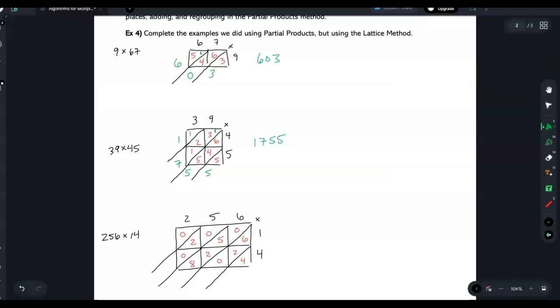And then I'm going to add each of my diagonals here. So this diagonal is just a 4. 6 plus 2 plus 0 is going to be 8. 0 plus 5 plus 2 plus 8 is going to be 15. So I'm going to write my 5. And then I'm going to regroup my 1 in the next diagonal over. So now in this diagonal, I've got 0 plus 2 plus 0 plus the regrouped 1, which is going to be 3. And then this diagonal is just a 0. And since this is starting with a 0, I don't really need to write that. And my answer here would be 3,584.